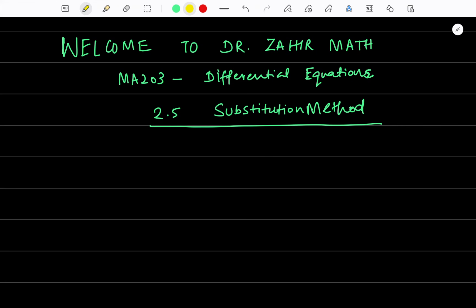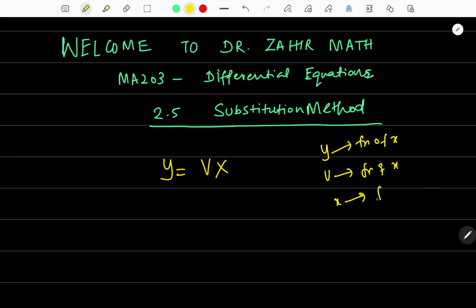So what is this substitution method? What substitution am I going to give? I'm going to put y is equal to vx. Keep it as a rule. The substitution which I'm going to give is y is equal to vx. Y is a function of x, v is also a function of x, and x is also a function of x. Of course, x is also a function of x, but you should know that.